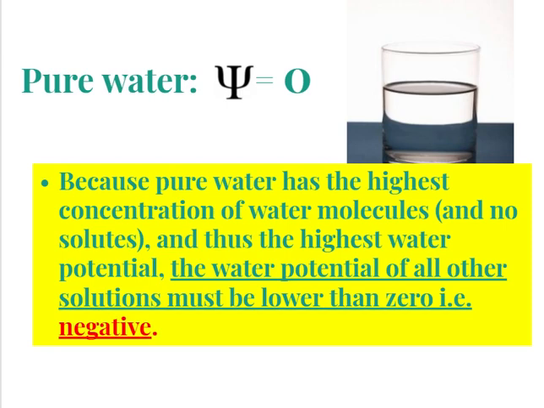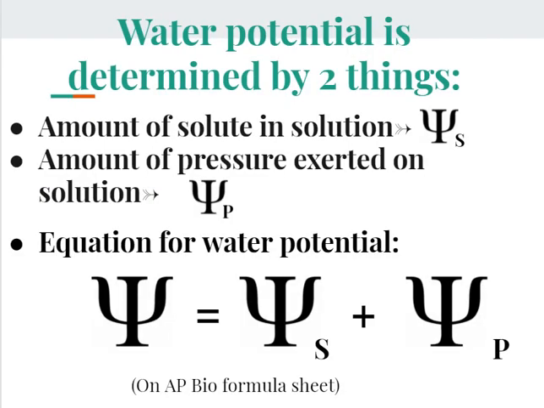It doesn't exist. All right, so water potential, this is an equation. It's on your AP Bio sheet. It is determined by two things. It looks scarier than it is, okay? It's a simple addition problem. It is determined by how much solute is there, how much dissolved stuff, and how much pressure there is in the solution. So here's water potential: you take solute potential plus pressure potential, add them together, and you get your water potential, okay?